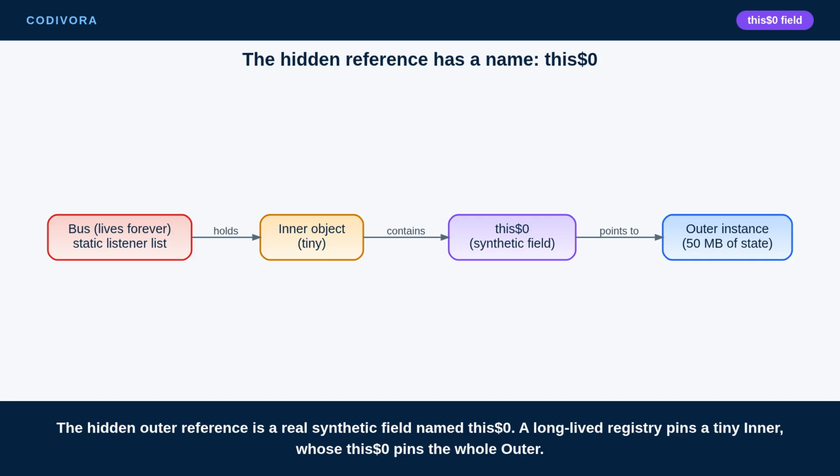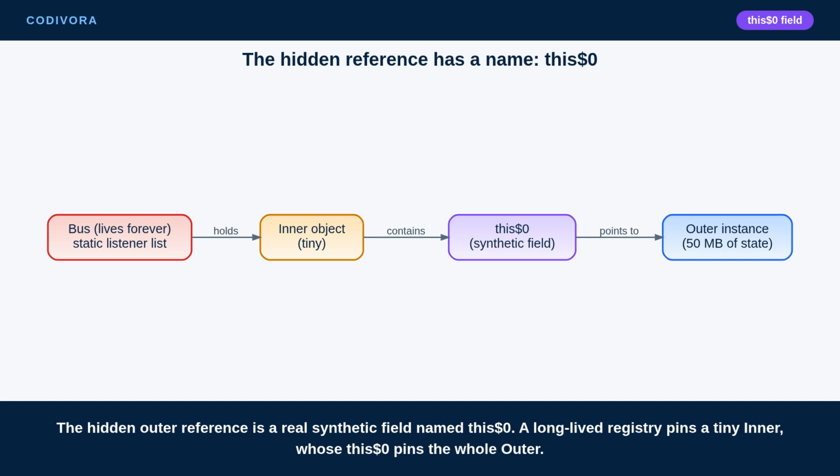Let's name the hidden reference precisely. When you write a non-static inner class, the compiler adds a real field to it called this$0. That field is an arrow to the outer instance, and it's why the inner can read the outer's private fields. But watch the leak chain.